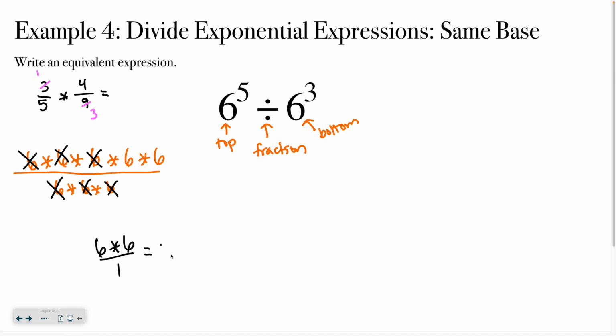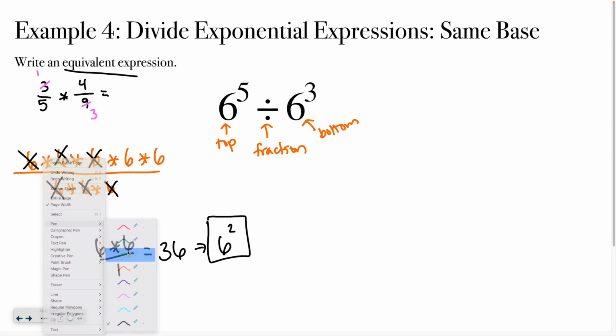Okay, and then 6 times 6 is just 36. So I know that my final answer would be 36, except since it's asking for an equivalent expression, what I would do instead is I would say that was 2 6s, or 6 to the second power. Okay, so that's one way to solve this.